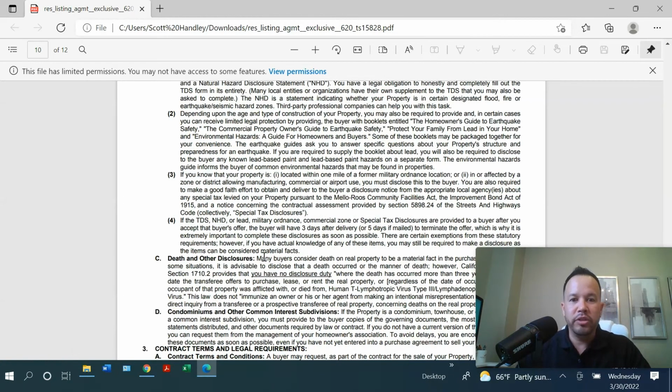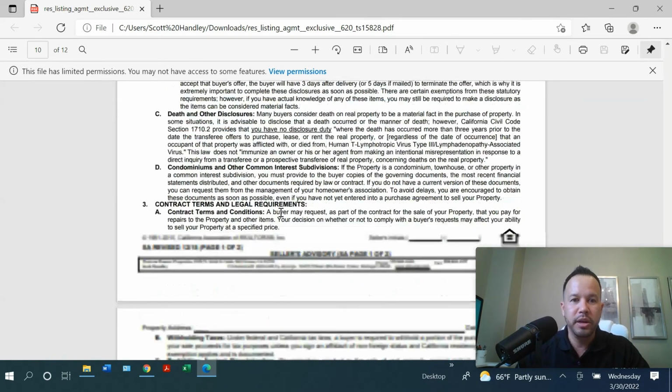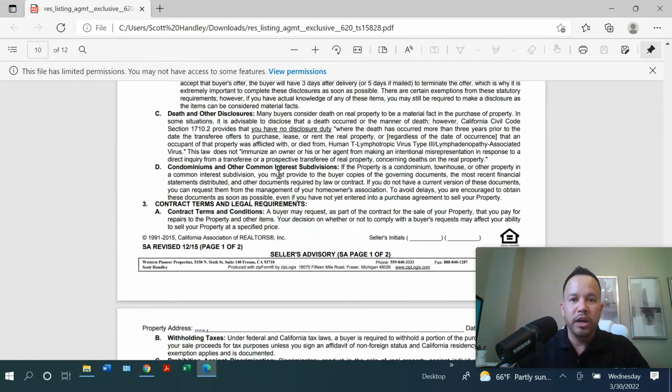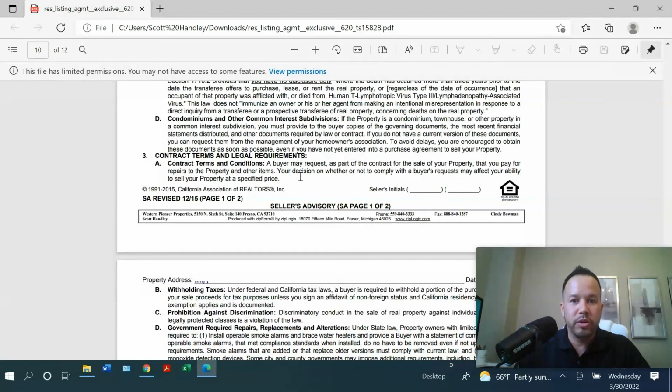death or other disclosures. If someone had died on the property within 3 years, you must disclose that. Okay. Condos and other common interest subdivisions here just talks about if you are in a condo. Contract terms and legal requirements, pretty straightforward. So you're going to have the seller's initial on page 1 here of the SA.